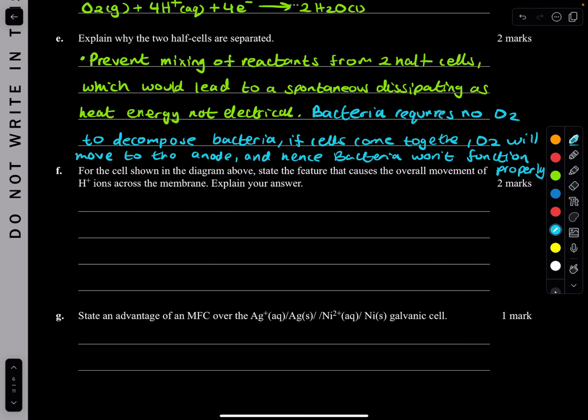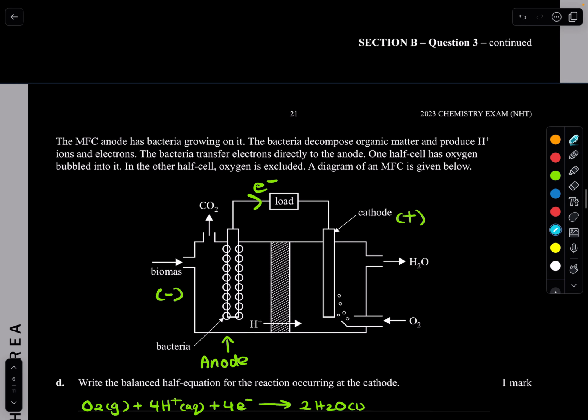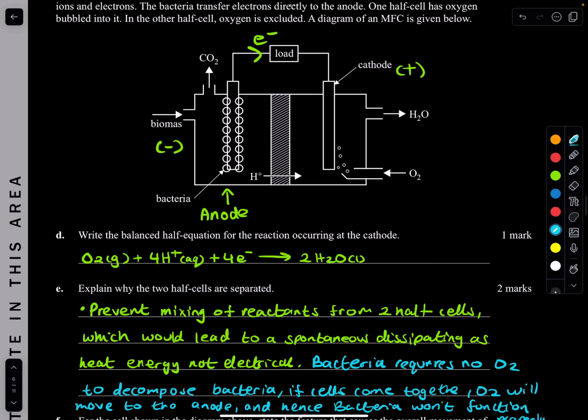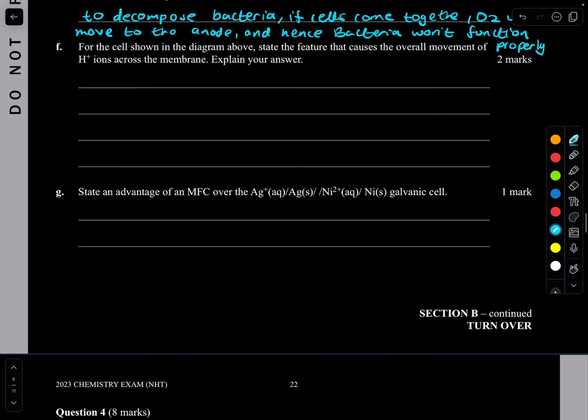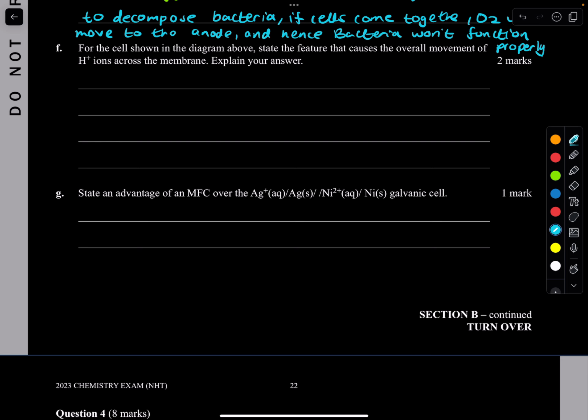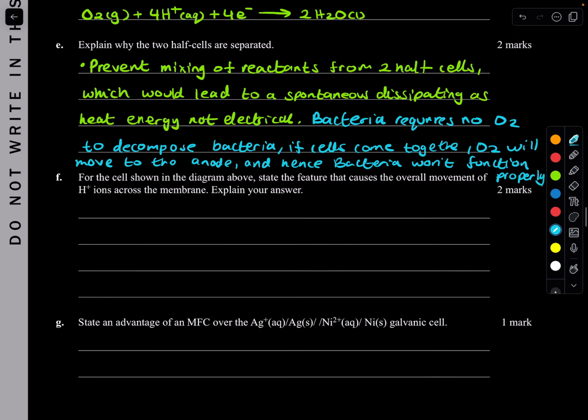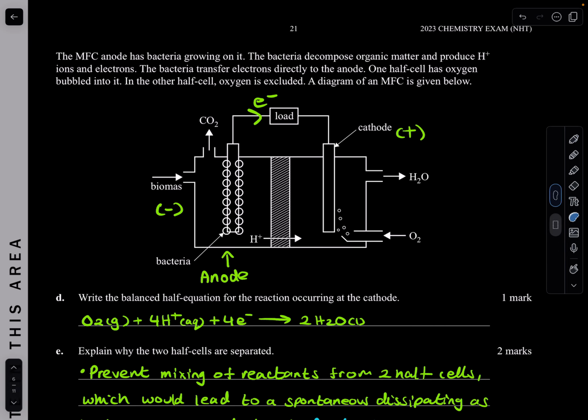For the cell shown in the diagram, state the feature that causes the overall movement of H plus ions across the membrane. Explain your answer. I mean, this is quite easy if you're a bio student, because I think we know something called a concentration gradient. So a feature that causes the overall movement of the H plus ions across the membrane. So why do the H plus ions move across it? Let's think.